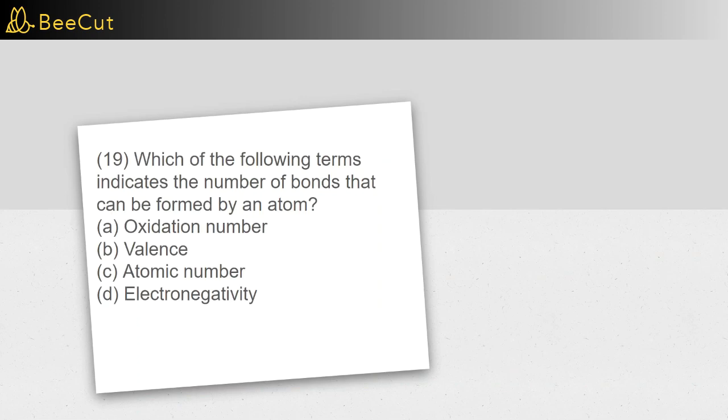Number 19 says, which of the following terms indicates the number of bonds that can be formed by an atom? A, oxidation number, B, valence, C, atomic number, D, electronegativity. The best option that indicates the number of bonds that an atom will form is the oxidation number.